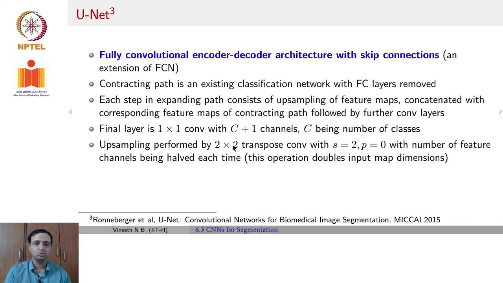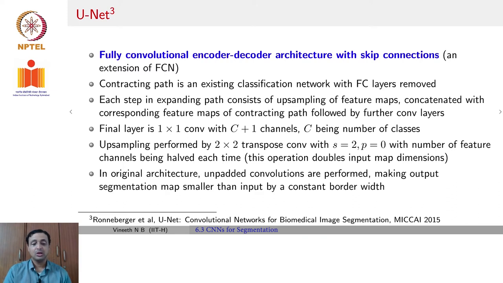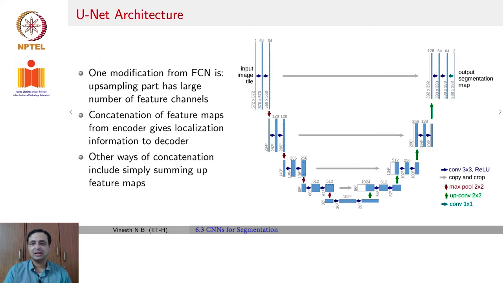With a 2x2 transpose convolution and channels being halved, the total input map dimensions will double at this time. So in the original UNet architecture, unpadded convolutions are performed, which means the output segmentation is smaller than the input by a constant border width. Let's look at the visual.